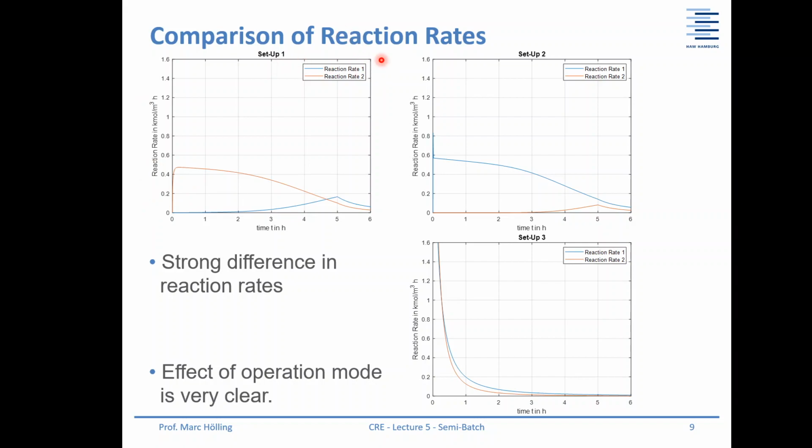So setup 1, you can see reaction rate 2 really dominates the reaction. It's really high. Reaction rate 1, it's only increasing a little bit at the end. If you go for setup 2, so this is the good one, here you can see that this is what we want. We want a high value for reaction rate 1 and very low for reaction rate 2. And for the batch operation, setup 3, you can see that you start very fast at the beginning and then it's decreasing and decreasing and decreasing.